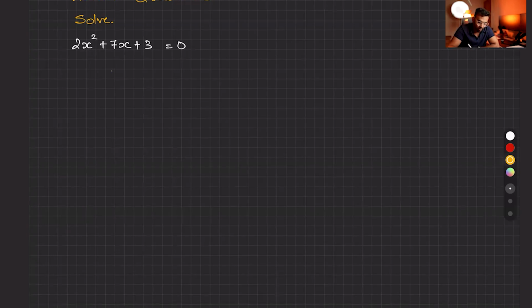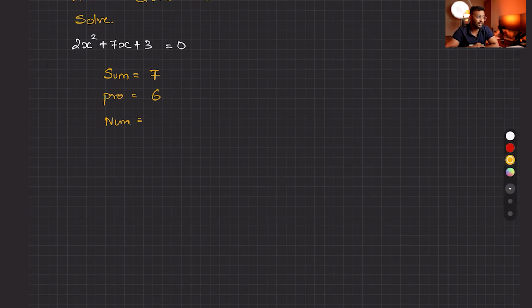That's important. So what's the sum, guys? What's the sum? What's the product? And what are the numbers? Sum is 7. The number in front of x is the sum. What is your product? It's 3 times 2. It's not just 3. The product is always the number at the end multiplied with 2. So that is 6. So what are the numbers, guys?